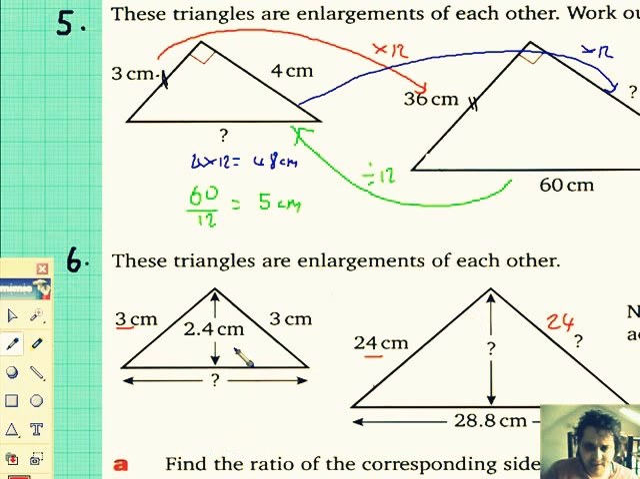Now what about this height? I won't draw any more arrows, we'll get a right mess. So if I take my 2.4 and multiply by 8, I should get the bigger height. So 2.4 times 8, calculator please, equals 19.2. So 19.2 centimetre height.